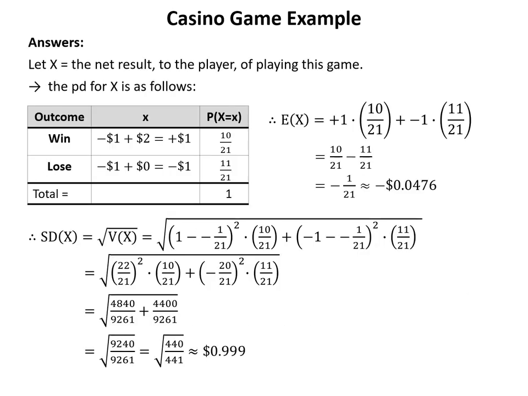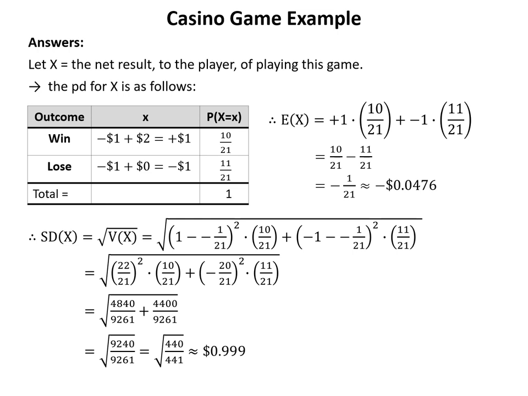We start by defining the random variable of interest. We let x equal the net result to the player of playing this game, which gives us the following PD for x. Our table can include an additional column on the left called outcome, and there are two possible outcomes for the player, win or lose. In both cases, the player starts by paying a dollar to play. So the x value for winning is minus $1 plus $2, which equals plus $1. And for losing, x equals minus $1 plus $0, which equals minus $1.